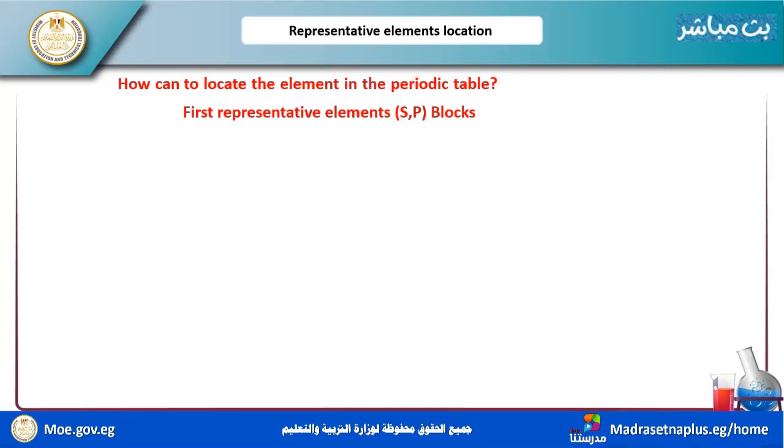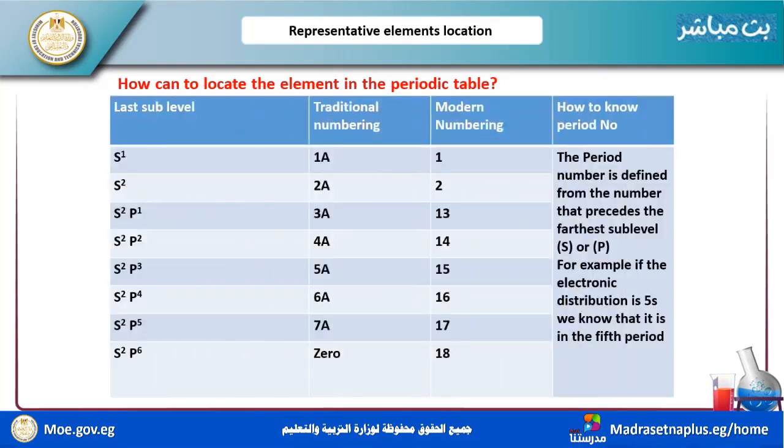We have first the representative elements, S and P block. We can describe our periodic table from this table. How can we know the periodic table and locate the elements in it? By electronic configuration. If we can write the electronic configuration well, we can locate these elements in the periodic table. We have 2 types of groups: A groups and B groups.